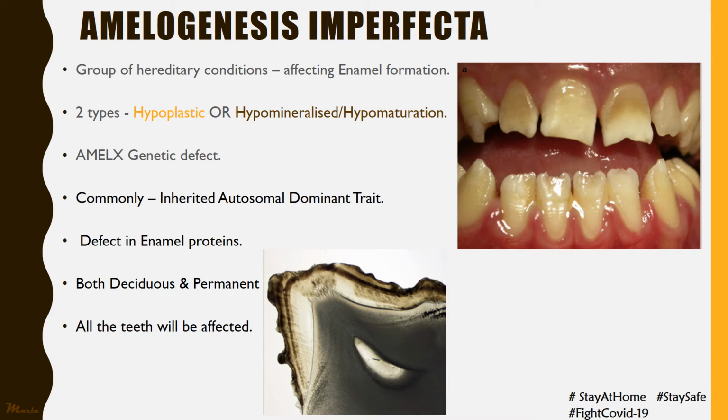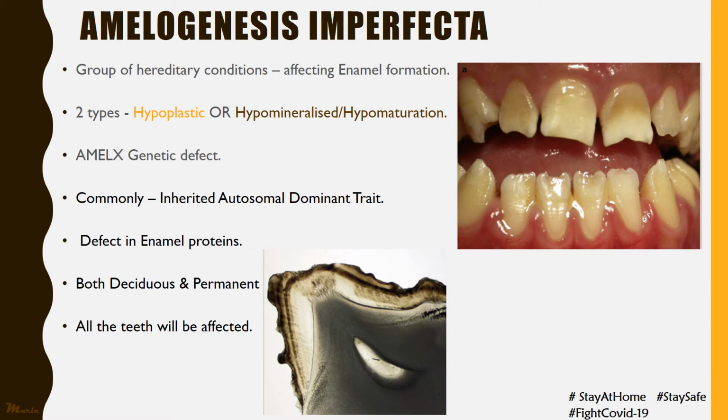Amelogenesis imperfecta is a group of hereditary conditions which affect enamel formation. Broadly, two types of amelogenesis imperfecta are recognized, that is, the hypoplastic form and the hypomineralized, also referred to as hypomaturation form. Amelogenesis imperfecta is related to a genetic defect of the AMELX gene.